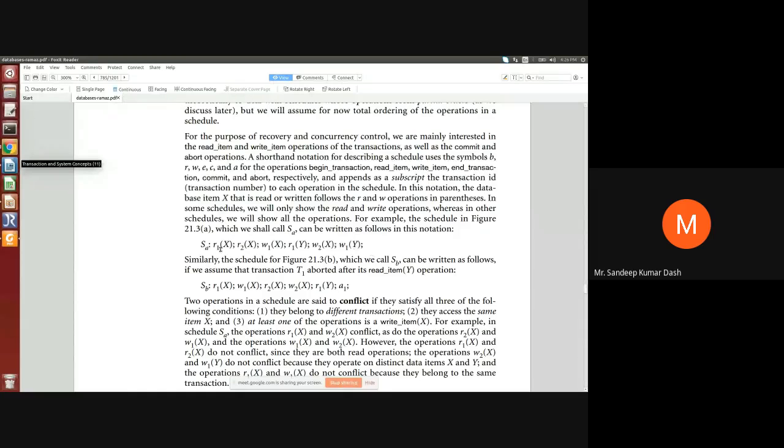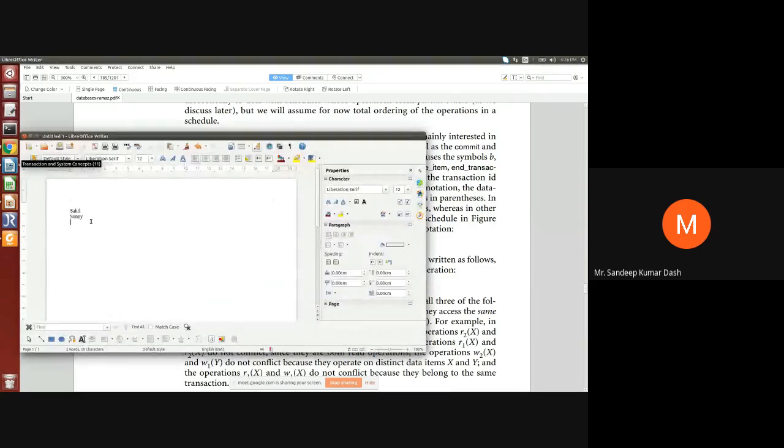This is the read in transaction 1. This is the read in transaction 2. This is the write in transaction X. Say, I am writing it.